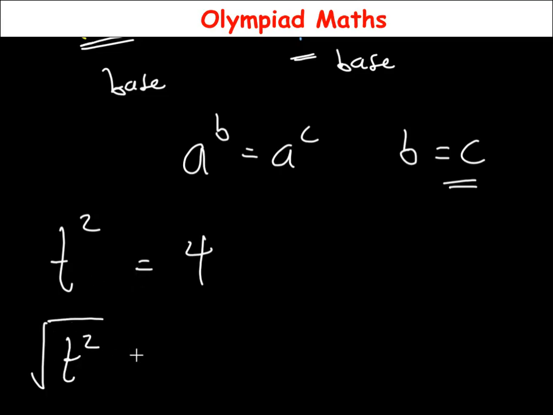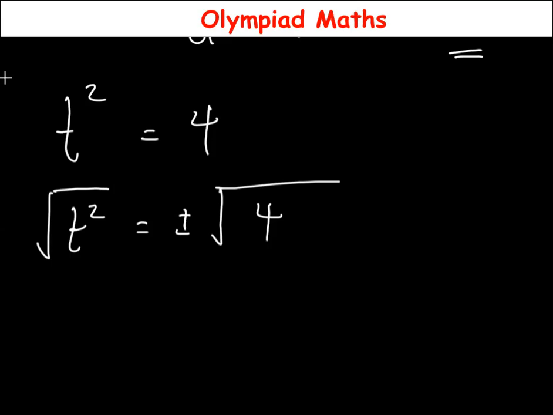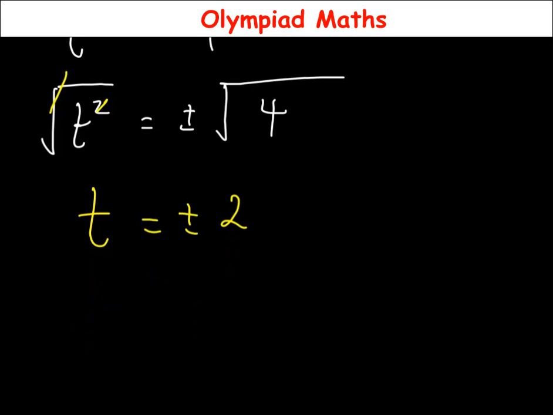So t squared is equal to plus or minus the square root of 4. Now from here, we have the square, we cancel the square root. Now t stands alone, equal to plus or minus the square root of 4, which is 2. So from here, we have two solutions for the value of t. The first one, t1, is equal to plus 2, and the second one, t2, is equal to minus 2.